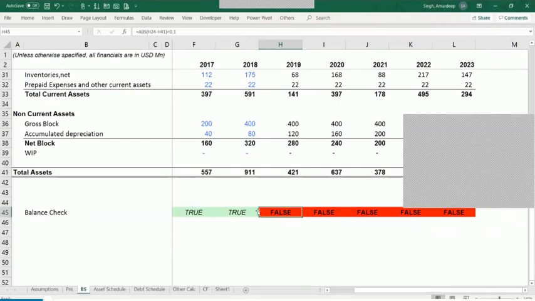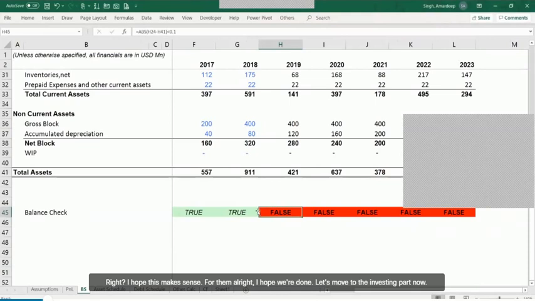Right? I hope this makes sense, Rohan. All right. I hope all of you are done.